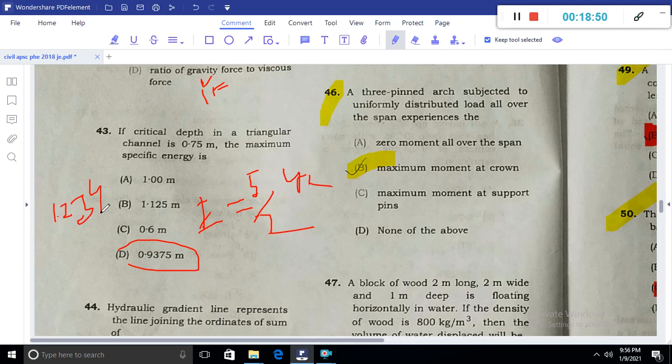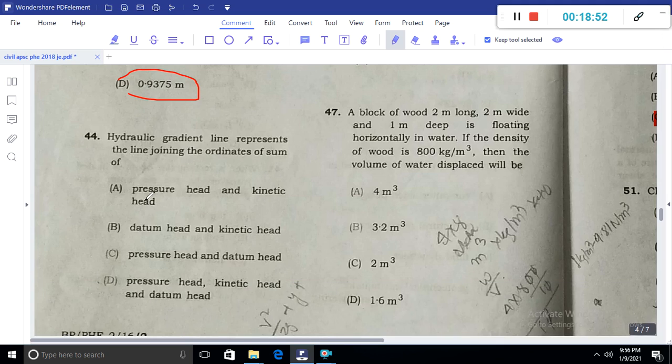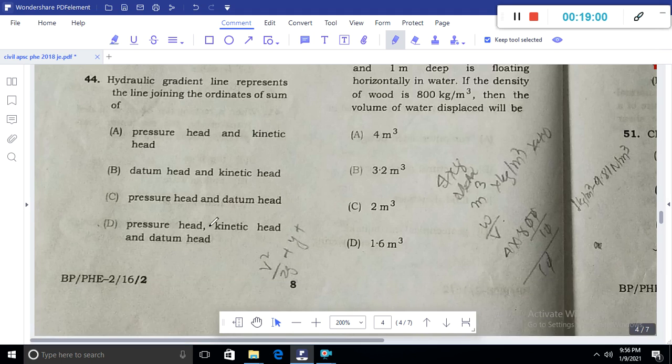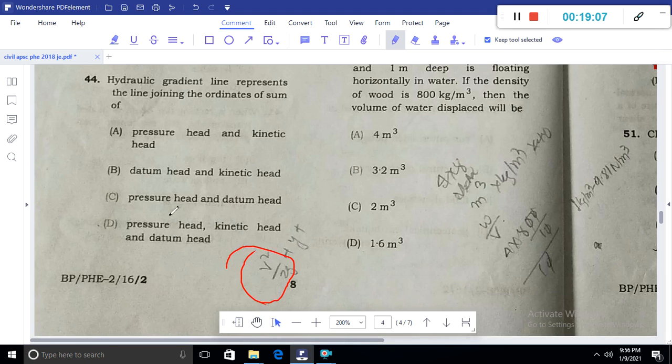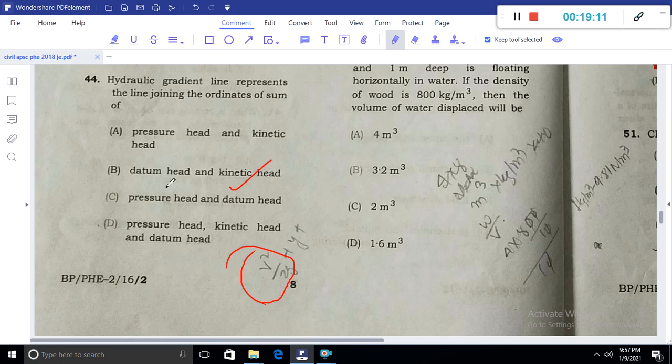Hydraulic gradient line represents the line joining the ordinates of sum of pressure head and kinetic head, datum head and kinetic head, pressure head and datum head, or pressure head, kinetic head and datum head. Hydraulic gradient line ami generally velocity head long. That means kinetic head to thakiboi. Then we also consider the datum head. So option B is the correct.